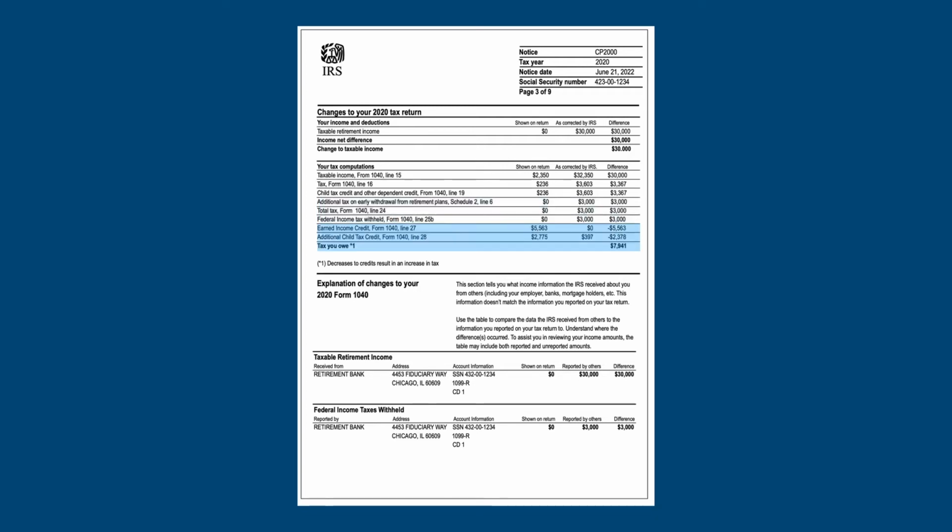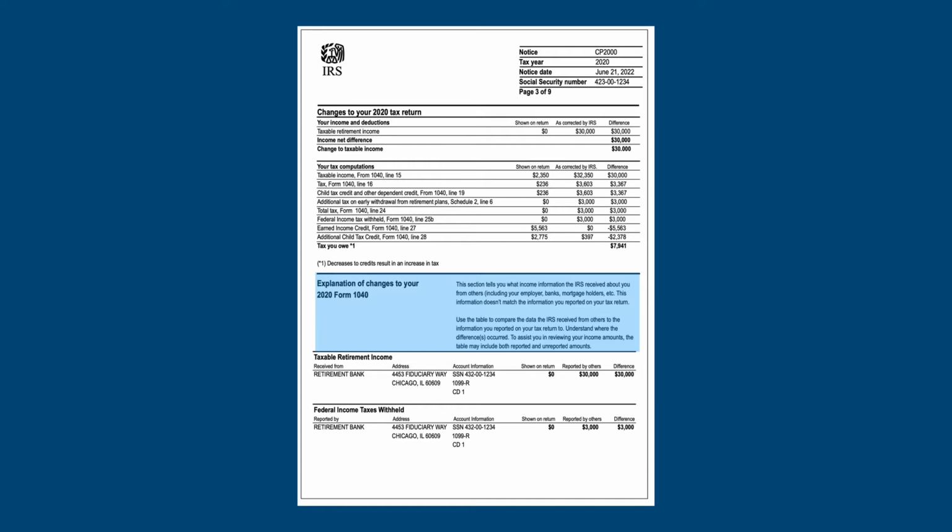But the real damage is here. Because Monica's income increased by so much, she is no longer entitled to claim her earned income credit. Her additional child tax credit is reduced as well. Ouch.